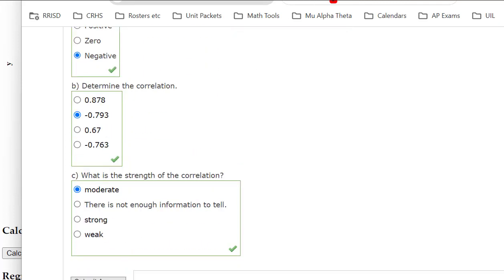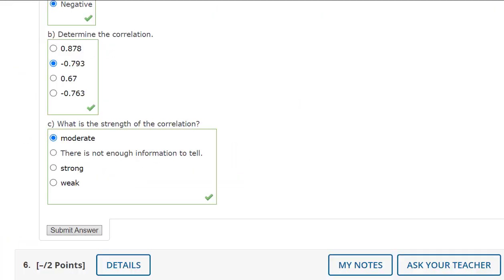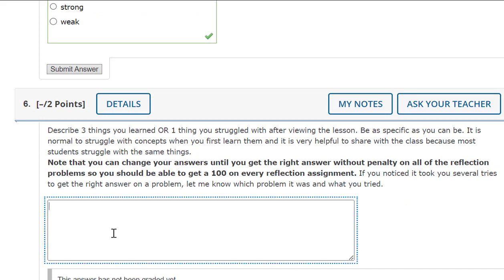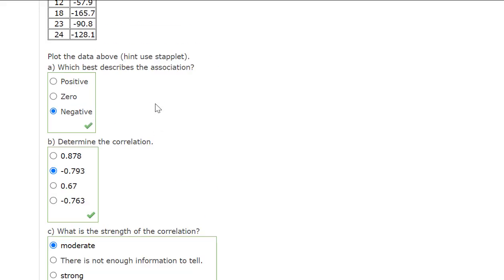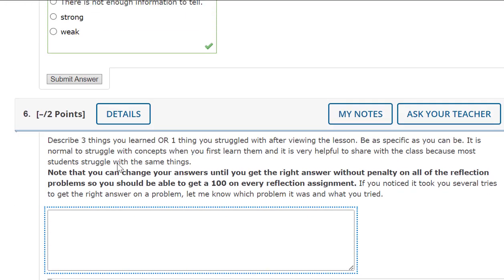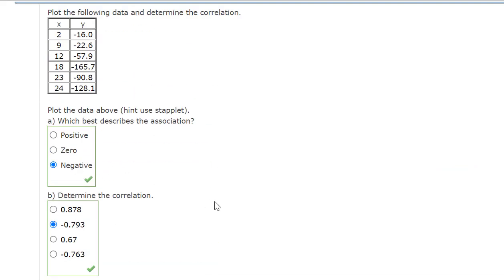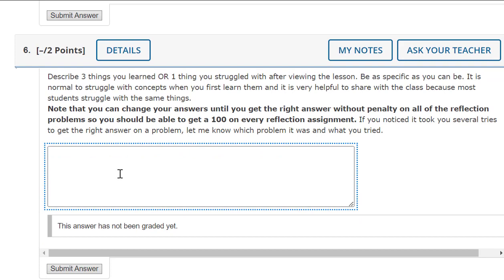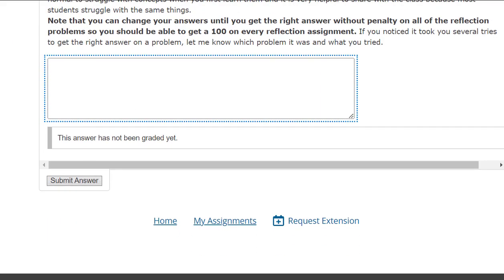And then last but not least, one last question. Explain to me anything you struggled with or that you learned. You can say, oh, I still don't understand why association is negative, or I learned that association and slope have the same direction. Just put your answer in there and submit it, and I do read those. So that's it, and then you're done with your assignment.